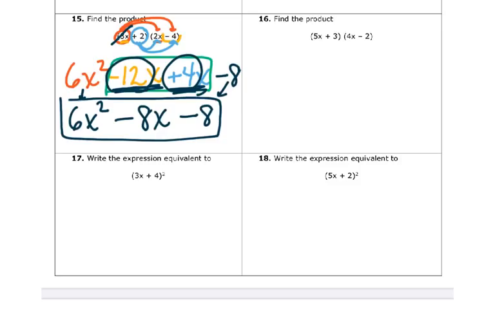Number 17, do not try to do a shortcut with this one here. They'll trick you, you'll get it wrong, you don't want to do that. So in number 17, what this square means, like we did earlier in this review, the square means you have to write it twice. I need to write this thing 2 times, 3x plus 4 times 3x plus 4. The answer is not 9x squared plus 16. That is not the answer because there's going to be a middle term.